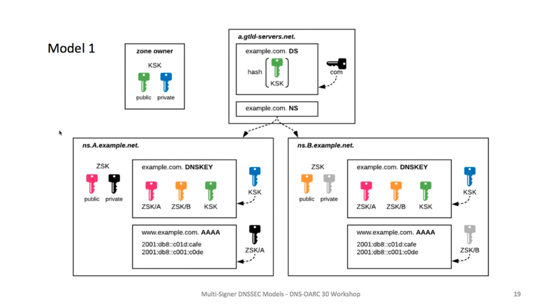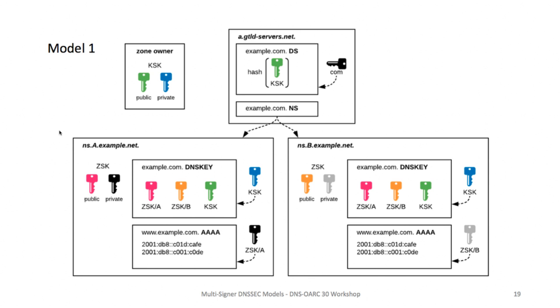So in this diagram, you can see that the DNS key record set is always served with the same signature, because that signature is generated offline by the zone owner. But any other content in the zone, for instance, the www.example.com AAAA record, is signed by different keys in the end, by the different providers.